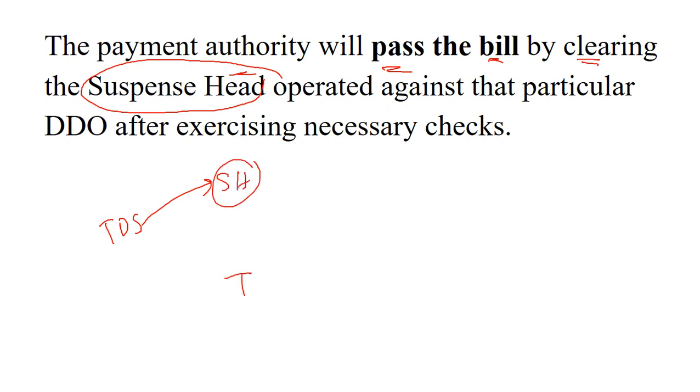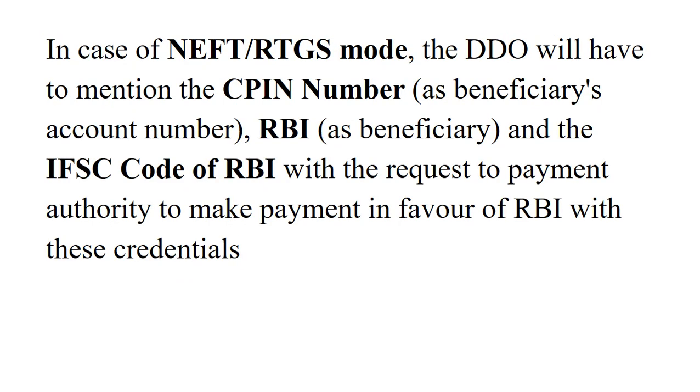Now the treasury officer will pass the bill. Passing the bill means drawing money. So this money will be drawn out of this suspense head, and now it will go to the government. How?